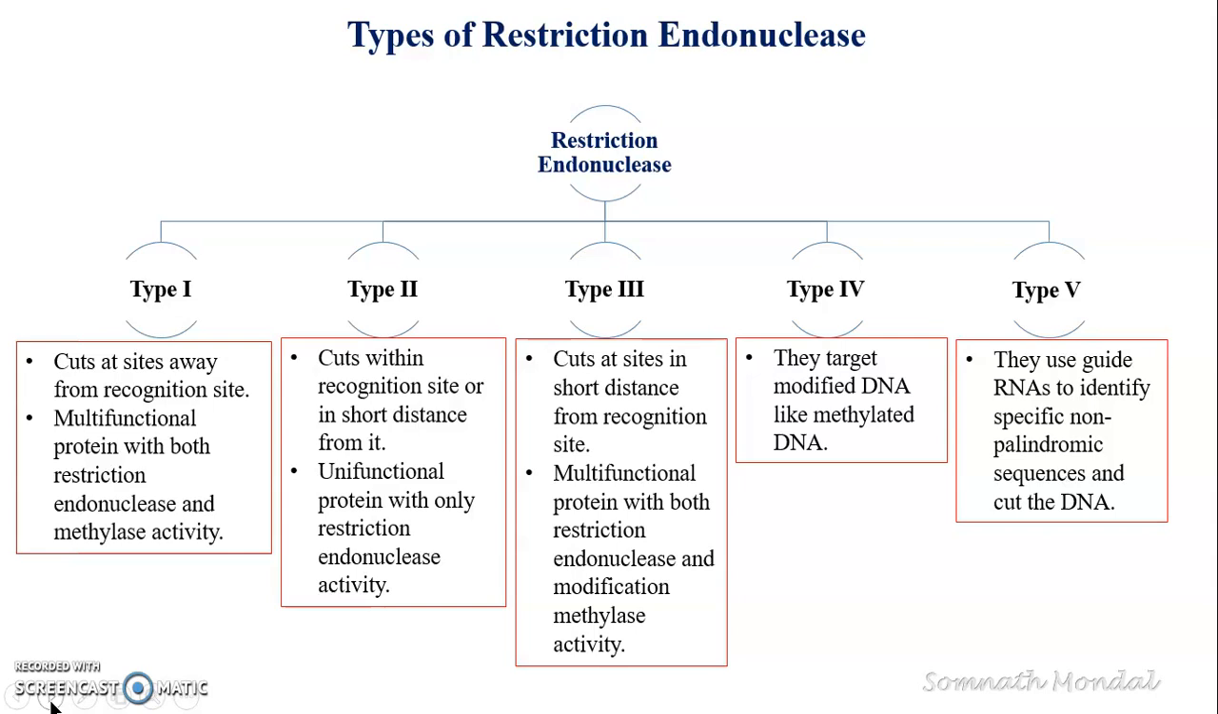That is, it has only the endonuclease activity, whereas type 3 cuts at a short distance from the recognition site. It is also a multifunctional protein with endonuclease activity as well as modified methylase activity. Type 4 targets modified DNA like methylated DNA. Type 5 uses guide RNAs to identify specific non-palindromic sequences and cut the DNA.